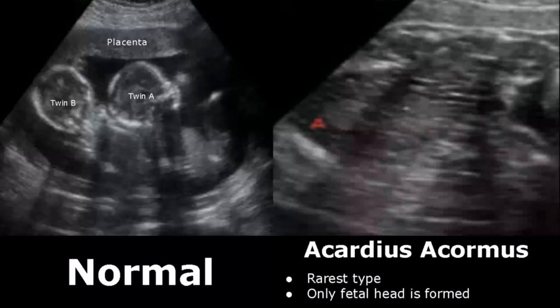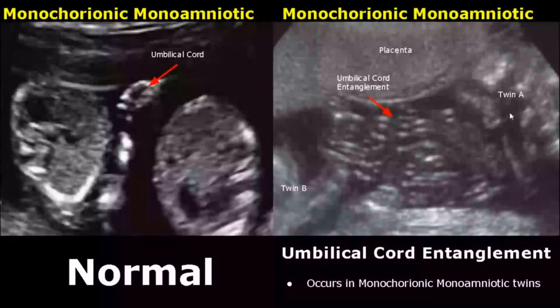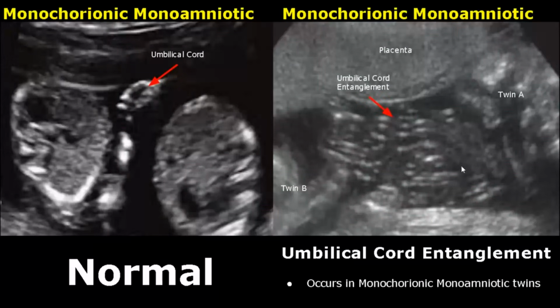Acardius acormus is the rarest type of acardiac twin. Only fetal head is formed. Umbilical cord entanglement can occur in monochorionic monoamniotic twins. The cords of both the twins form a knot as they entangle.